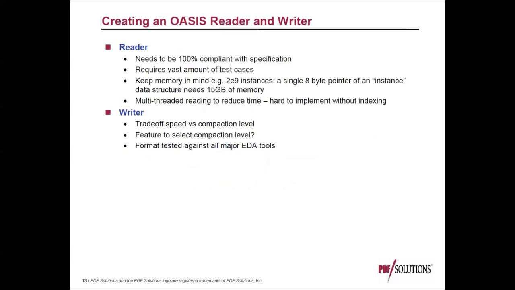So if you use a data structure to store your instances, for instance, and you use a single pointer in there, an 8-byte pointer to something, let's say to the string or to the master of this instance, this alone is already 15 gig of memory. So if you deal with 9 billion instances, 2 billion instances, sorry, your memory kind of explodes pretty fast by just not being clever about the data structures you're using. So you might want to double think.